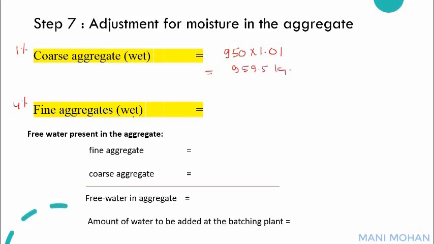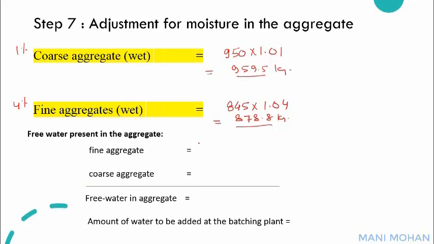Now the mass of wet fine aggregate: the mass of dry fine aggregate adopted is 845 kg. If the fine aggregate is wet, it means there is the mass of water also, so that has to be added in the fine aggregate which we are going to use to make the batch concrete. So 845 into 1.04, this gives me 878.8 kg. So when we are making a trial batch concrete based upon the supplied aggregate, we have to use coarse aggregate as 959.5 kg and fine aggregate as 878.8 kg.